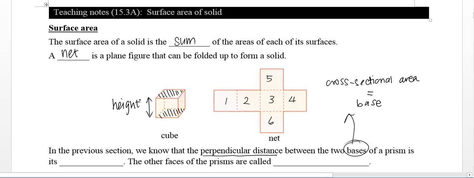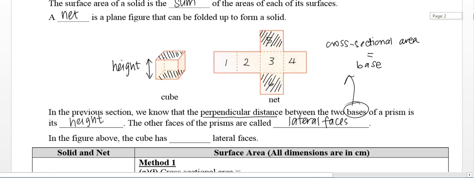Okay, let's read the sentence again. In the previous section, we know that the perpendicular distance between the two bases of a prism is its height. Now, what about the other faces of the prism? If these are the cross-sectional area, the other faces are referring to these four, and these four are known as lateral faces, and they are shown in the cube as the unshaded parts.